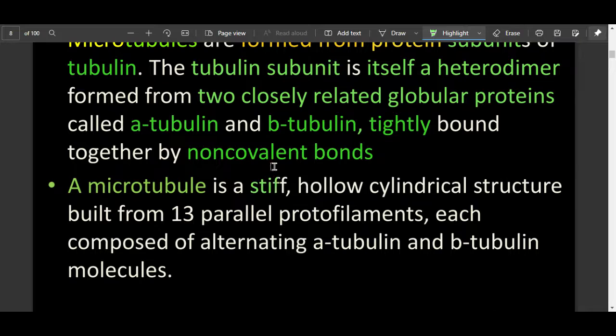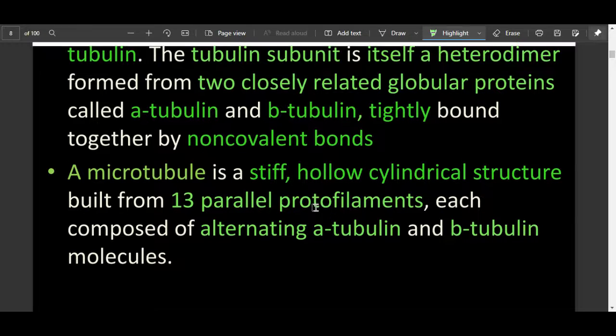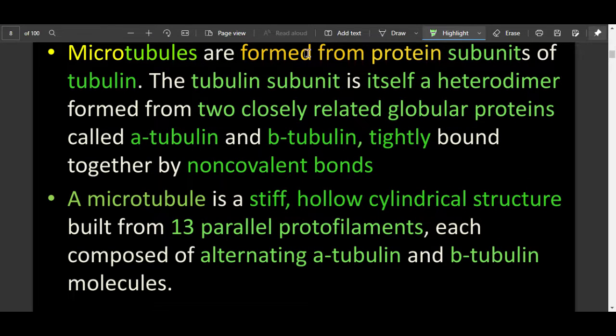A microtubule is a stiff, hollow, cylindrical structure built from 13 parallel protofilaments composed of alternating alpha tubulin and beta tubulin molecules. Alpha tubulin and beta tubulin are tightly bound to form tubulin, and this tubulin subunit is added to grow a protofilament, and 13 parallel protofilaments build a microtubule, which looks like a stiff, hollow, cylindrical structure.